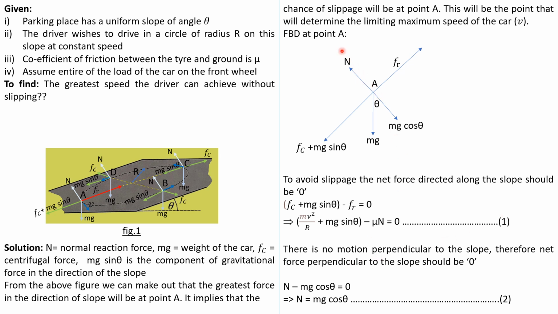Along the perpendicular direction of the slope, there is no acceleration or no motion because the car is all the time intact on the surface. So in this direction also, the net force should be 0. So from there we got N is equal to mg cos theta.